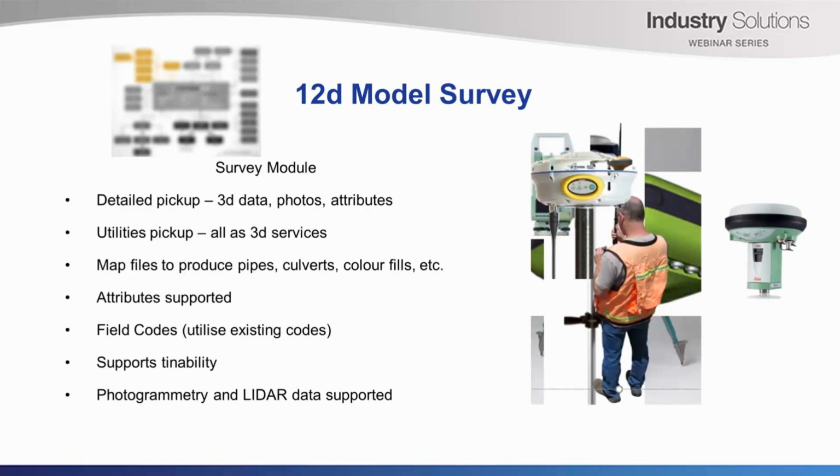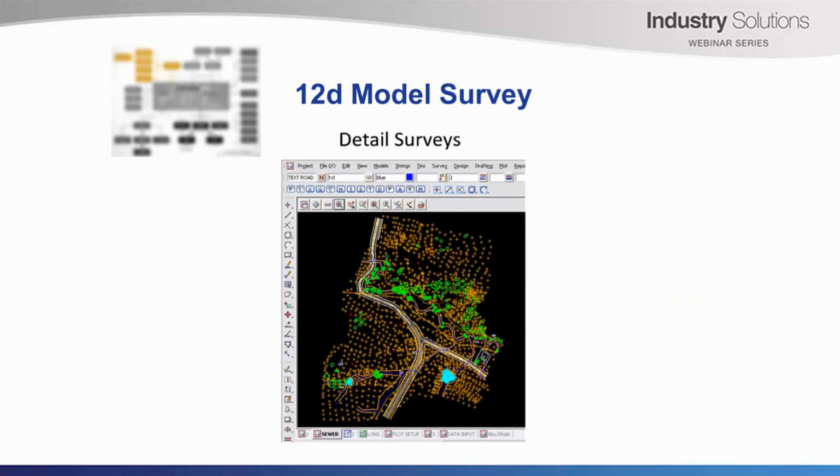With the 12D survey module, you can use it for detail pickup, for 3D data, photos and attributes. You can use it for utilities pickup, all the 3D services. You can use map files to produce pipes, culverts, colours and fills. Attributes are supported. Field codes, we can utilise existing codes. It does support tinability. Also, you can use photogrammetry and LiDAR data with 12D survey.